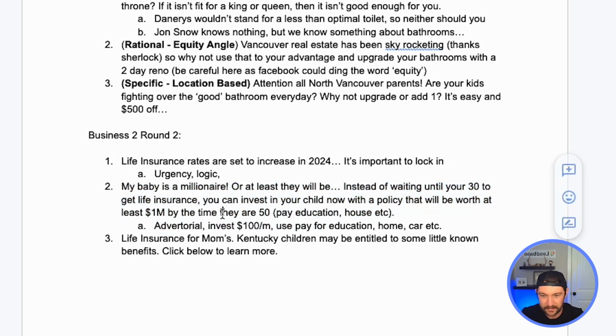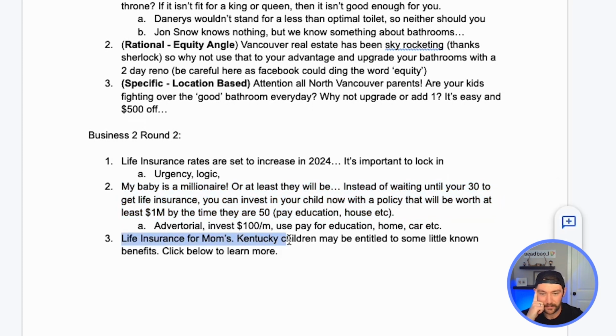Instead of waiting till you're 30 to get life insurance, you could invest in your child now with a policy that's worth at least $1 million by the time they're 50. So I think it's that if you invest like $100 or $200 a month from when they're 1 to 20 with a policy, it's going to be worth $1 million by the time they're 50, and they can actually borrow against that policy. This is a whole life policy to pay for the education or the house or whatever. That would also work for like a financial lending type company as well.